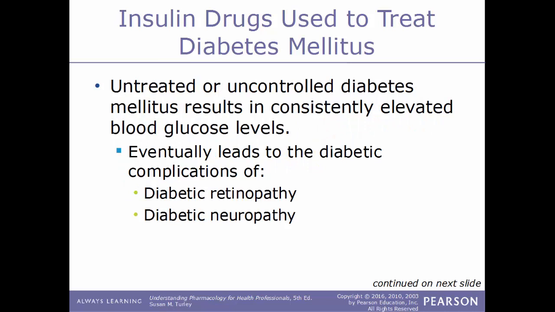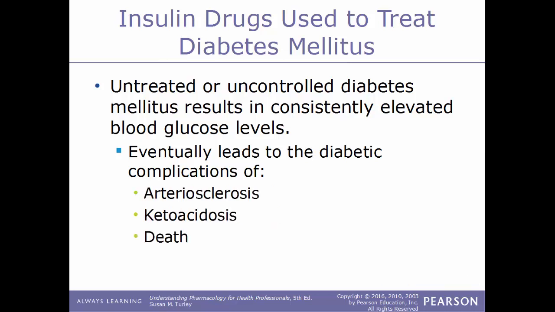Now, untreated or uncontrolled diabetes mellitus results in consistently elevated blood glucose level. This will eventually lead to complications of diabetes, which include diabetic retinopathy or diabetic neuropathy. It could also lead to arteriosclerosis, ketoacidosis, and eventually death. So when it comes to levels of blood glucose, this is not something that should be played around with. It's something that should be monitored very closely and controlled very closely.